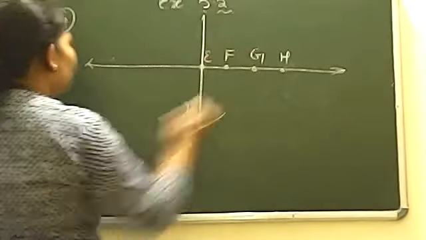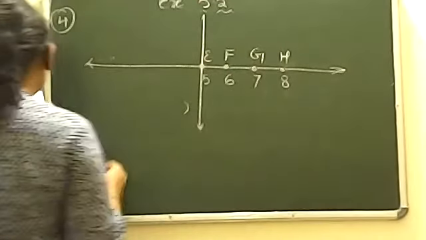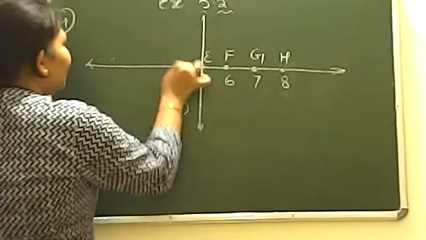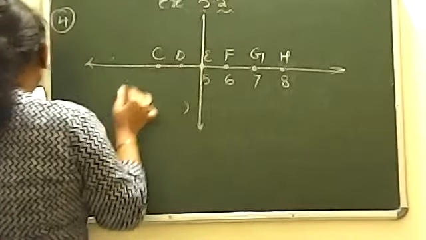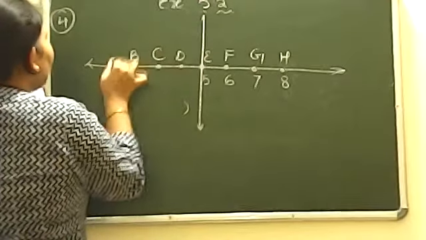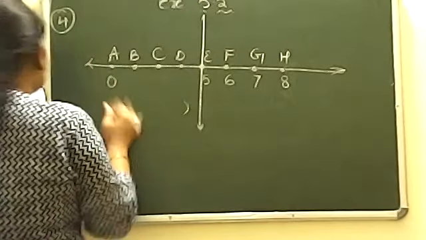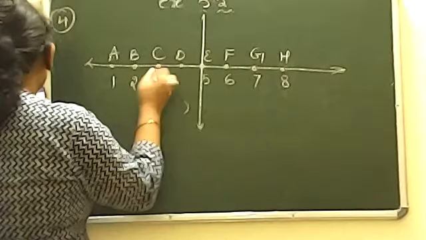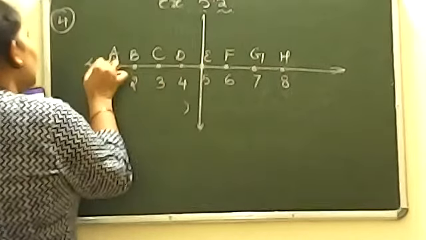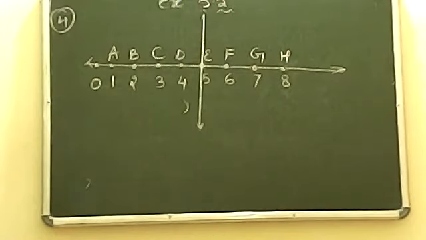E, F, G, H, and this is 5. This is 6, this is 7 and this is 8. Now here we have D, here we have C, here we have B, and here we have A. Now this is 0, A is 1, B is 2, C is 3, D is 4, and another one is 0 also. Now let's understand one by one all the questions related to it.